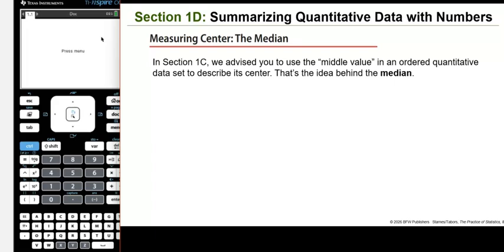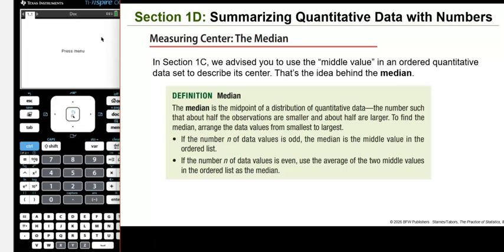It's the middle value. If there's an odd number of terms, there's going to be one value in the middle. If there's an even number of terms, there'll be two in the middle, and we'll have to average the two of those. Again, a median is a measure of center. It's the midpoint of a distribution. Half the observations are smaller, half are bigger.